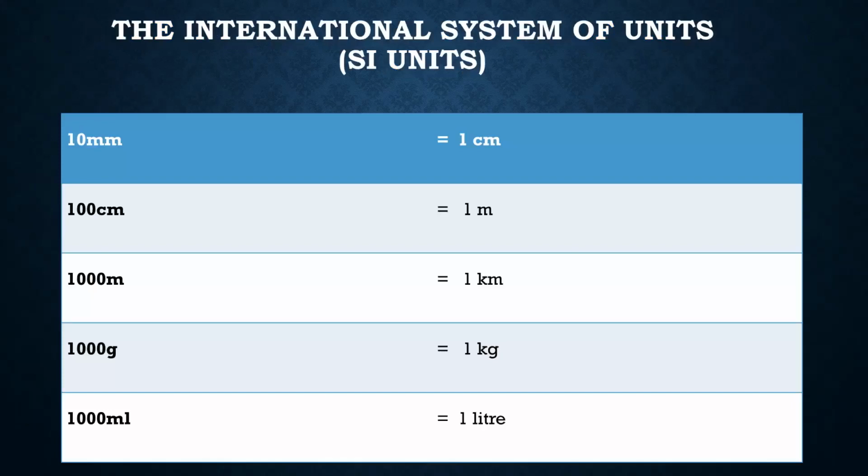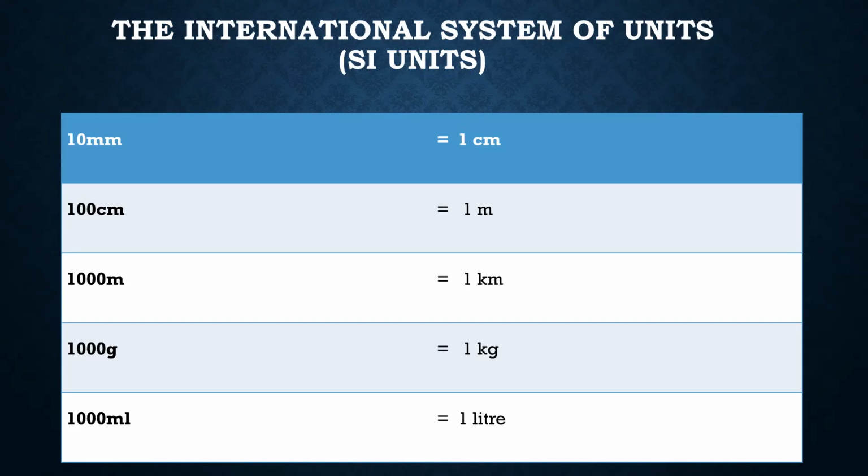Now, let's try and learn this one. Before, you saw one or two things about the perimeter. The International System of Units, the SI unit. But you must know this convention before you start calculating anything here. For every 10 millimeters is equal to 1 centimeter.